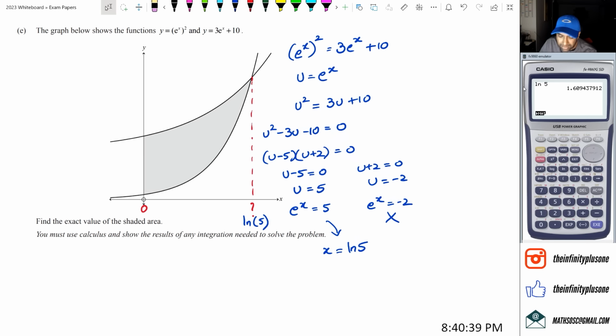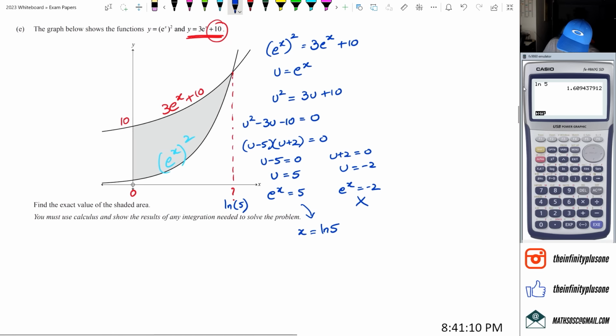Okay, the next thing is trying to figure out which curve is at the top. Now, I wouldn't call it obvious, but because this graph has plus 10 as its y-intercept, we're going to assume that this here is going to be 3e to the x plus 10, and then the bottom curve is e to the x squared.